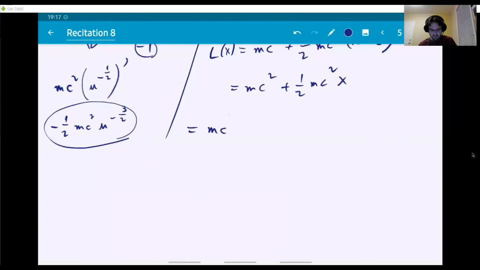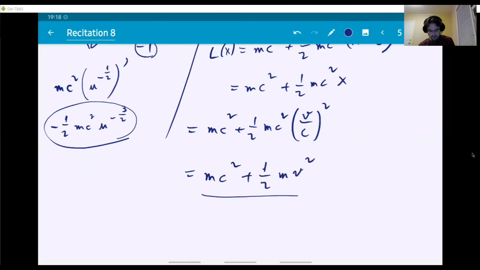So here is v over c squared. And then you can see that if you simplify this, c squared with c squared goes away. You just have 1/2 times mv squared. This is the final answer for L of x.